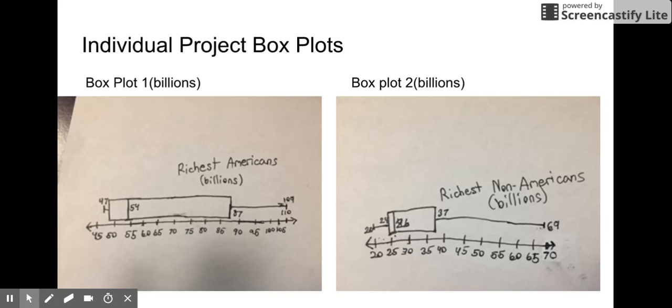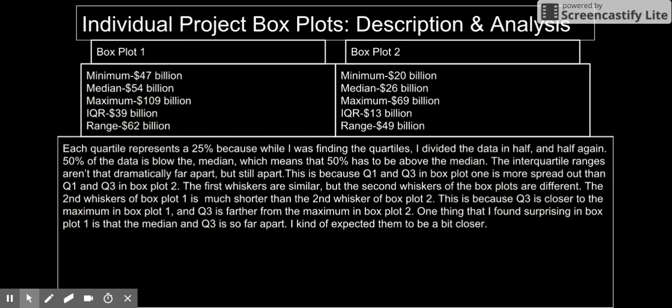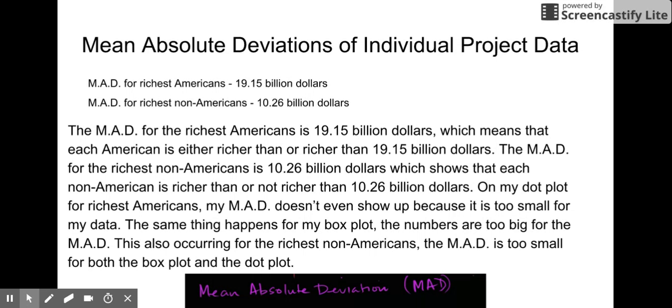As you can see, the second whisker of box plot 1 is much smaller than the second whisker of box plot 2. This is because quartile 3 is closer to the maximum in box plot 1 and quartile 3 is farther from the maximum in box plot 2. One thing I found surprising in box plot 1 is that the median is so far from quartile 3.